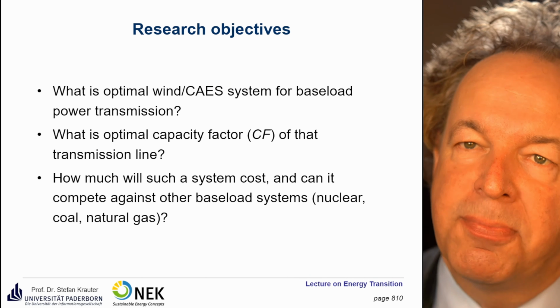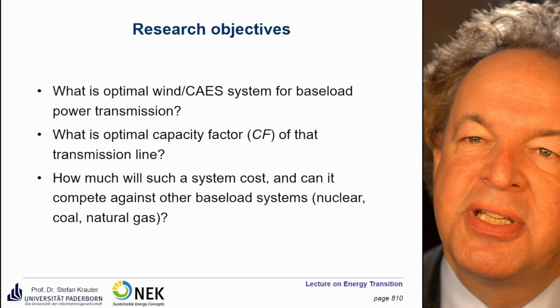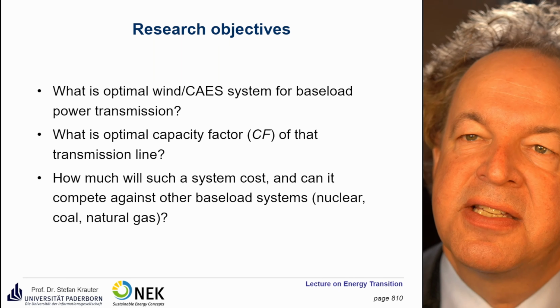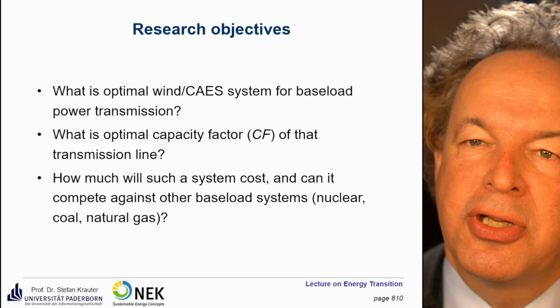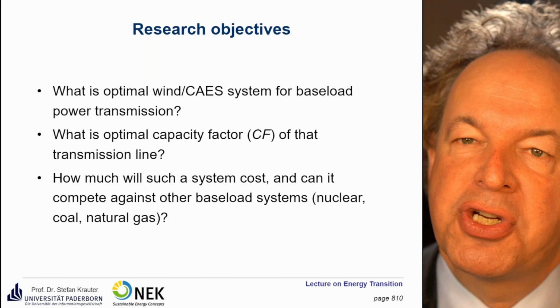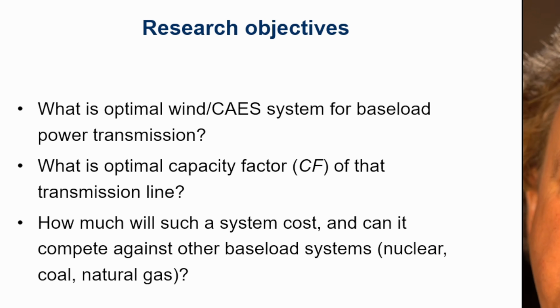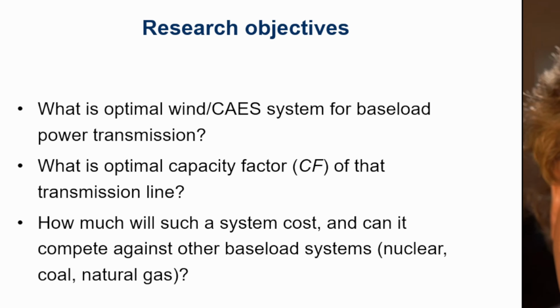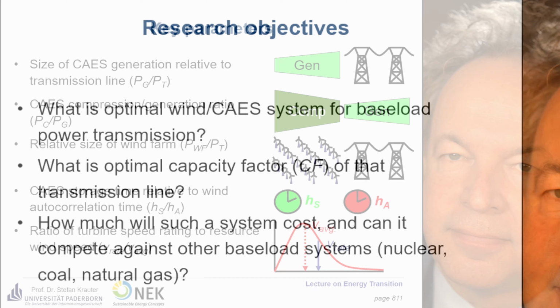So the research objectives are the following. What is the optimal wind to CAES system size for baseload power transmission? What is the optimal capacity factor of the transmission lines? How much will such a system cost? And can it be competitive against other baseload systems, for example, nuclear, coal, or natural gas?